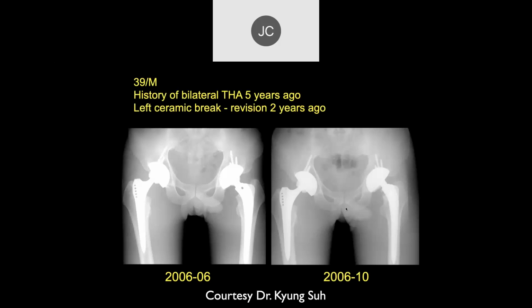So we have a 39-year-old with a history of bilateral total hip arthroplasties 5 years ago, left ceramic break and revision 2 years ago. So this is June and this is October. And is there maybe a loose body in that left hip now? But otherwise, I don't see a lot of difference.